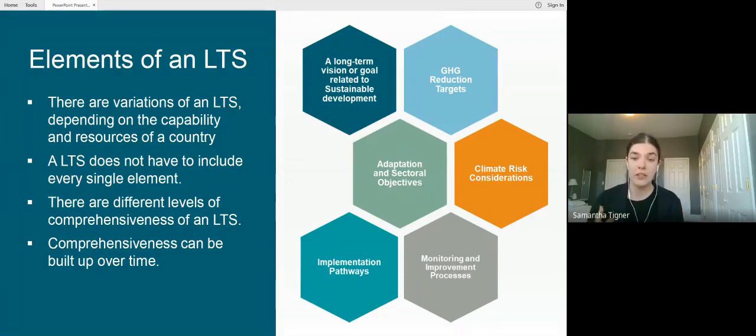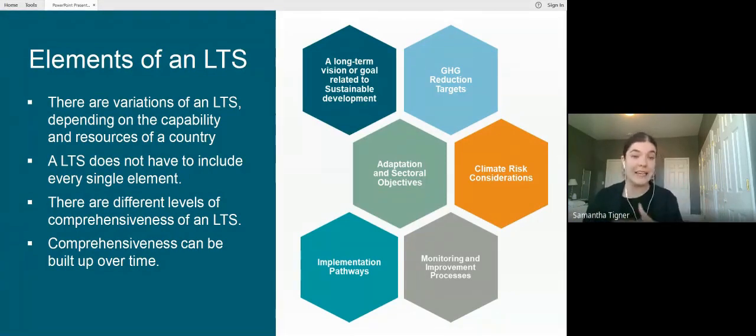Similar to that, another key component are greenhouse gas emission reduction targets. This is the light blue box up at the top of the screen. And these, as I've said, will build upon determinations and plans that have been made in your NDCs, but they will set out targets based on a longer time scale. So it'll be projections out to 2050 versus the shorter time frame of the NDCs.